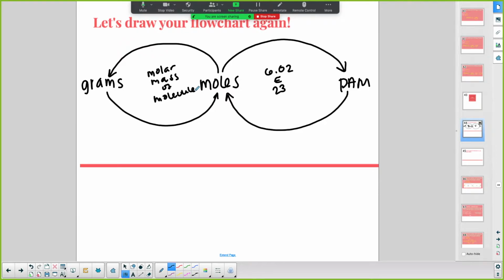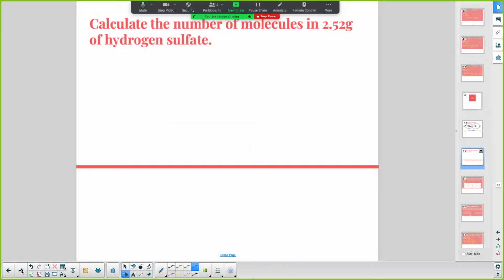All right. So using this, today one path option would be going grams to moles, and then moles to PAM. So if I've got grams and I need to go to molecules, that's two steps. We have to use mole as a bridge to get there. Let's look at the first example in your notes. Calculate the number of, what do they want me to find? Molecules. In, what did they give me? Grams of hydrogen sulfate.